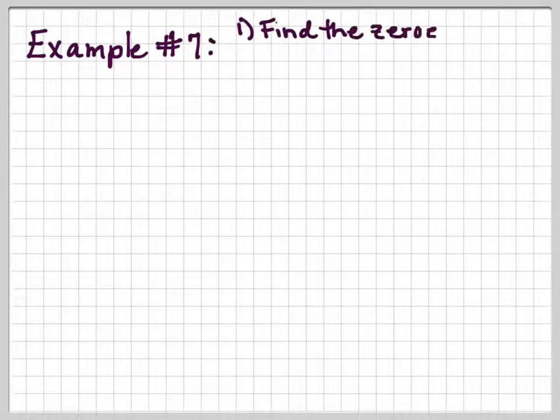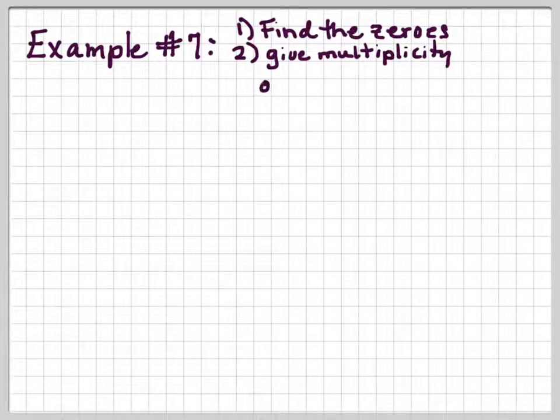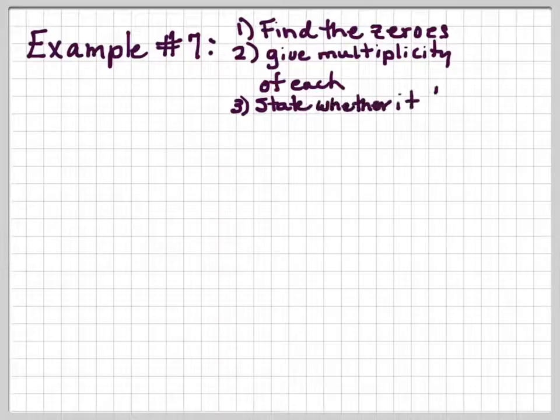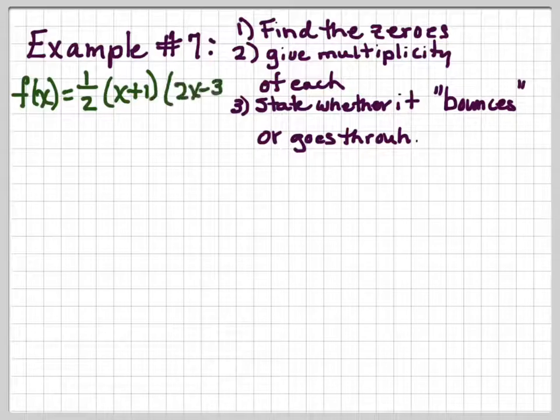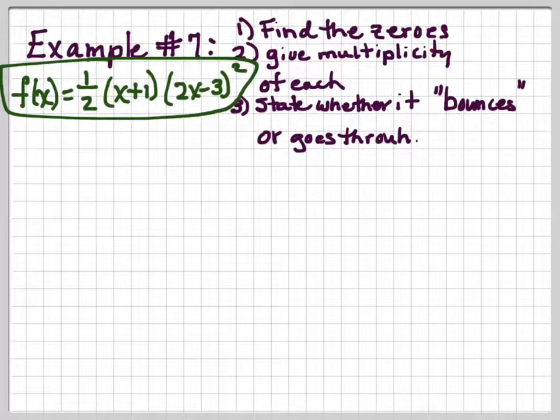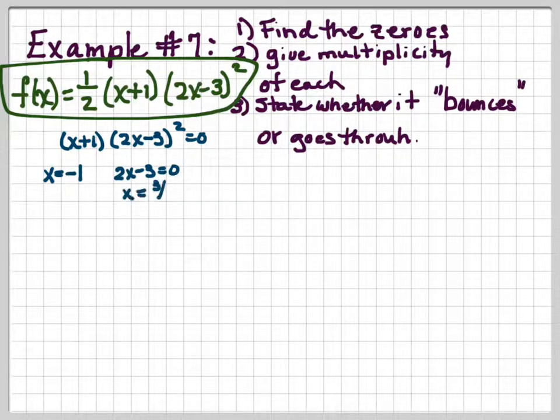So an example. Here, example number 7, we want to first find the zeros. We want to determine what the multiplicity of each is, and then state whether it bounces or goes through the graph. So here's our equation. I'm going to set it equal to 0. And now I'm going to multiply through by 1/2, because I multiply both sides by 1/2. I don't change anything except to get rid of the 1/2. And this means that I have x equals -1 or x equals 3/2.